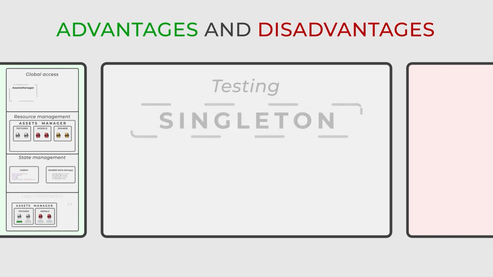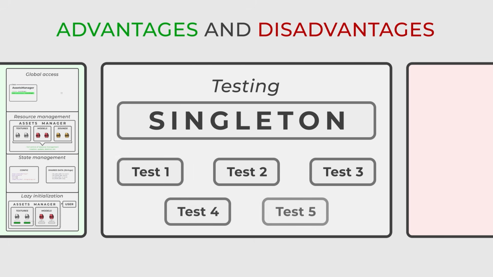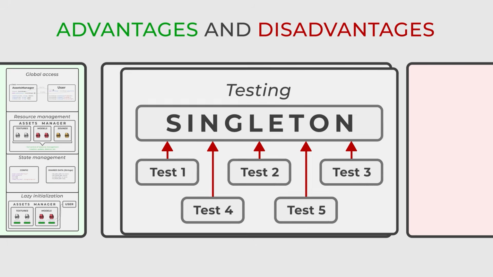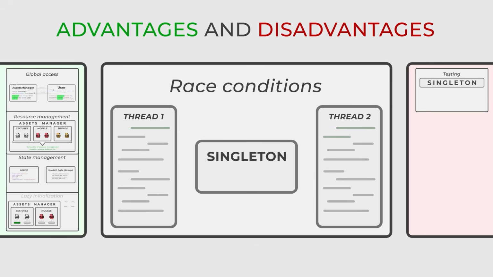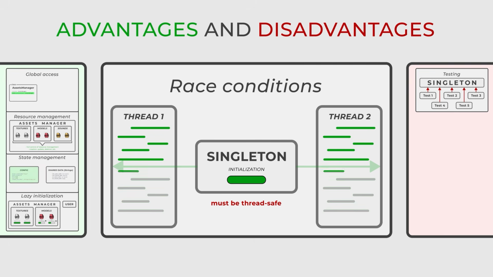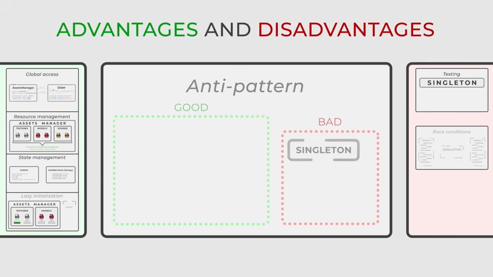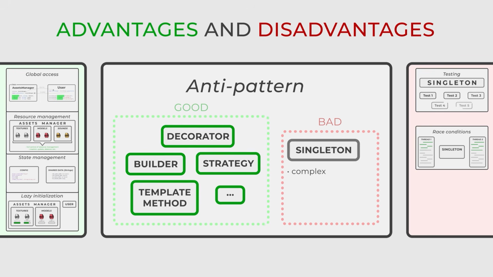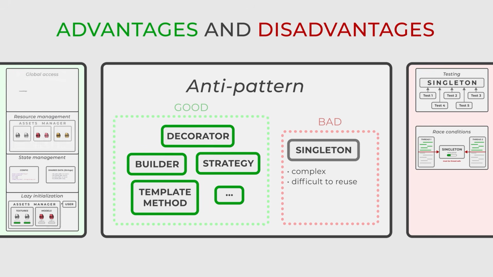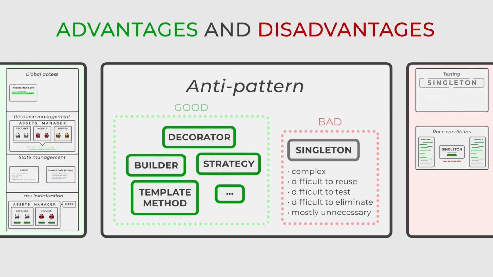Despite its benefits, the Singleton pattern also has its drawbacks. Testing can become a challenging task due to tight coupling and global nature of a Singleton, making the codebase difficult to test. In multi-threaded environments, there is an added complexity, as the creation of a Singleton must be thread-safe to prevent race conditions, ensuring that the instance is created only once, even when multiple threads attempt to create it simultaneously. In general, Singleton is mostly seen as an anti-pattern because it adds complexity to the code and is very difficult to reuse or test. Eliminating singletons can be a challenging task, but it is an effort that pays off in the long run.